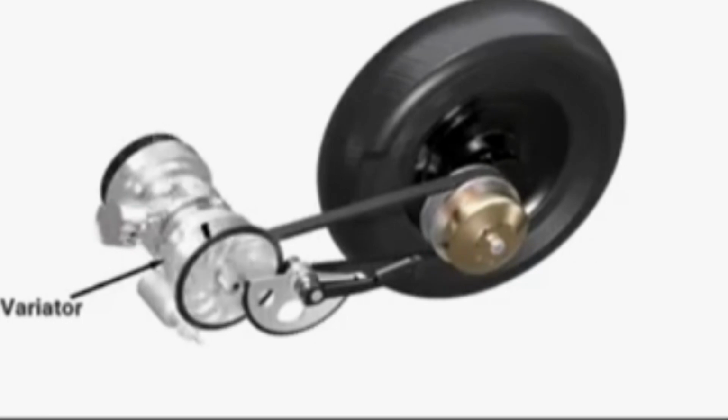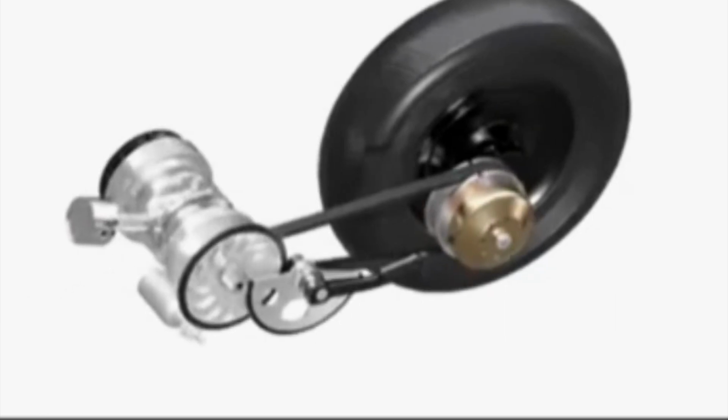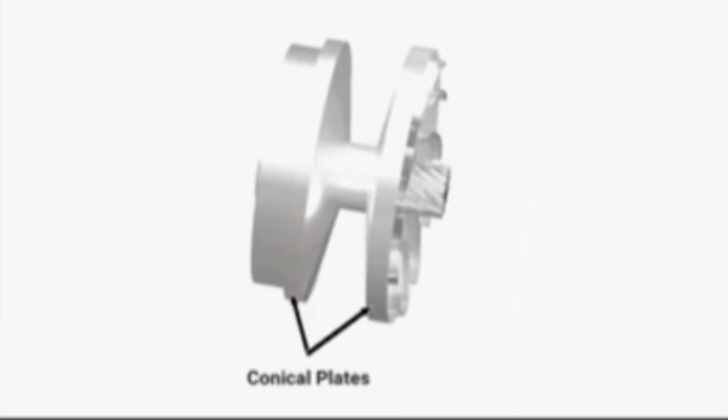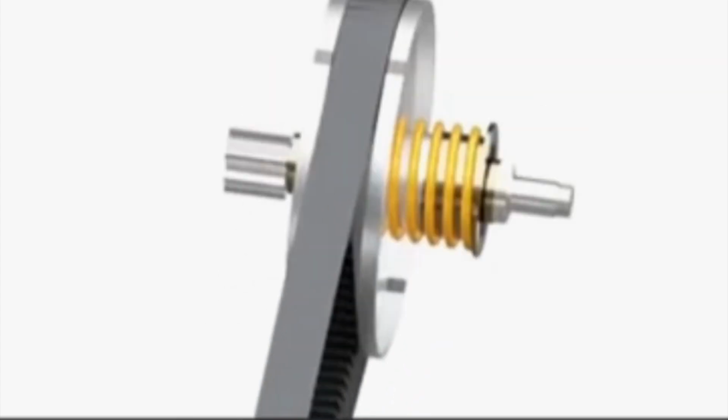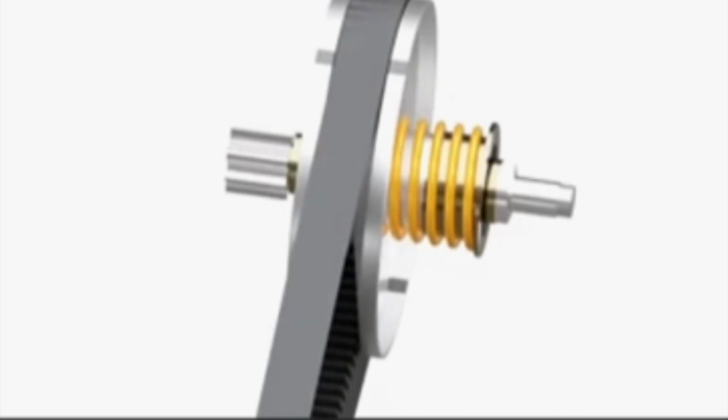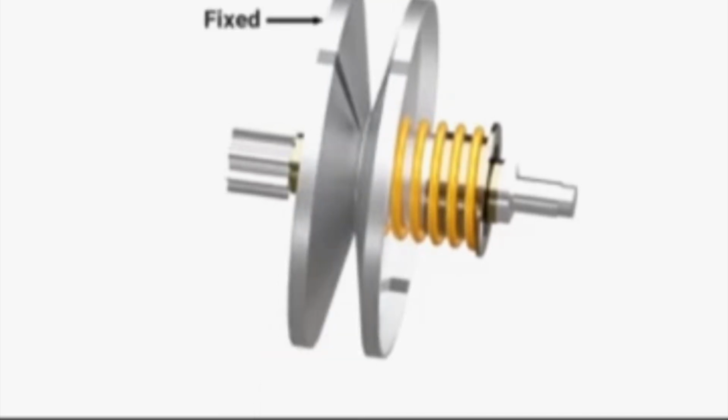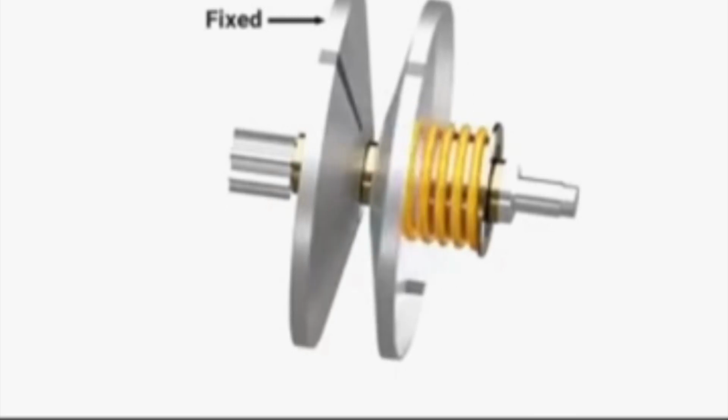A variator assembly is used for this purpose. Here, the pulley is made up of two conical plates. One of them is fixed to the input shaft, and the other is free to slide along its axis. A V-belt runs between these plates. The rear side also has two conical plates between which the belt runs. One of these plates is fixed to the shaft, while the other can slide sideways.